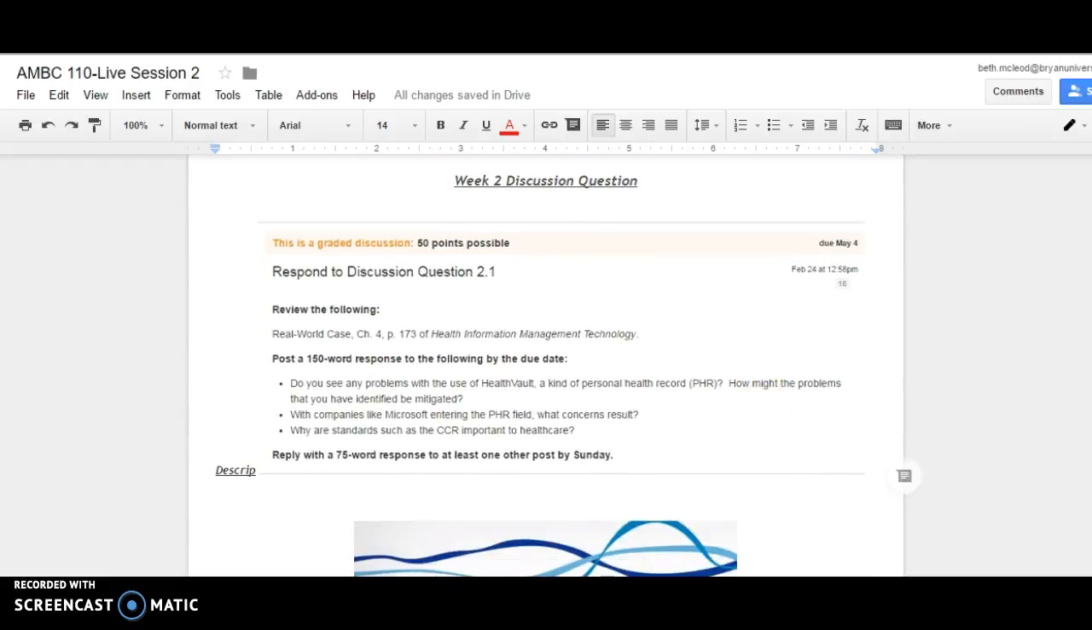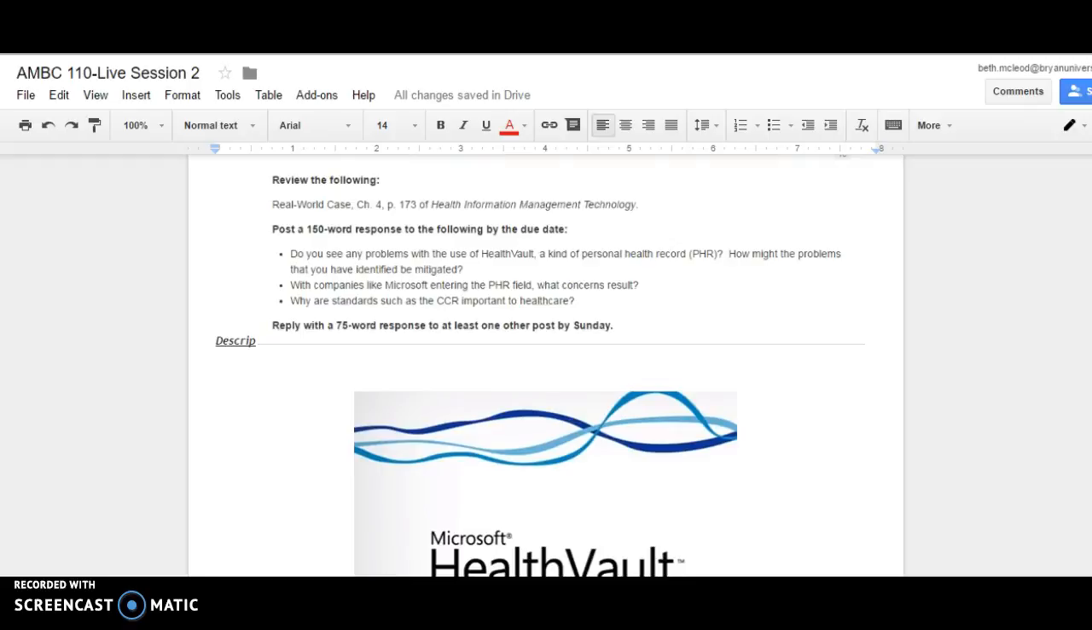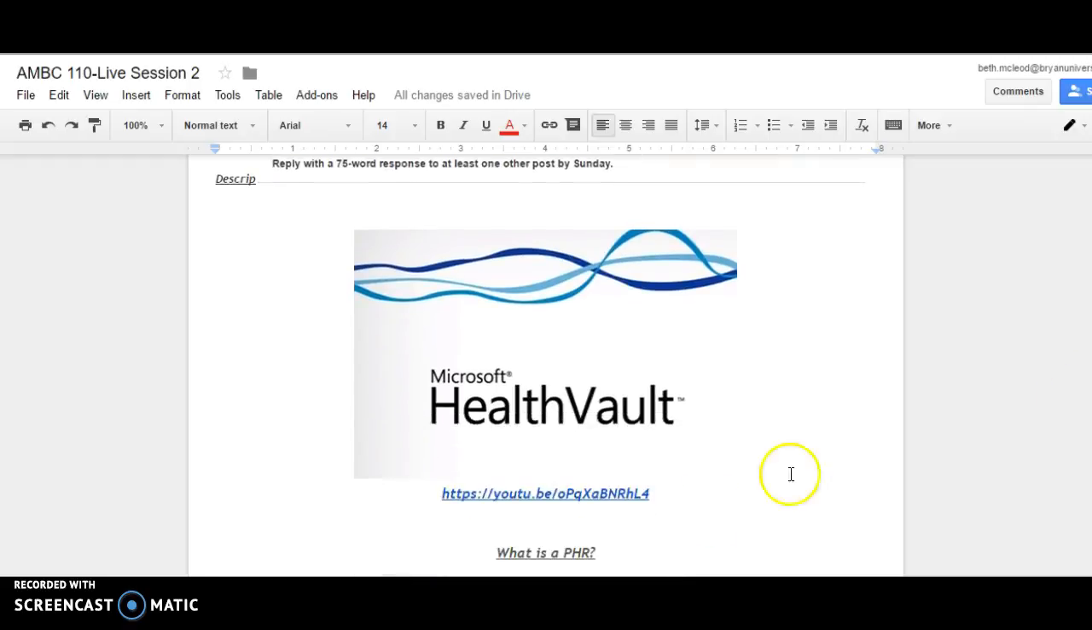So moving on to your week 2 discussion question. This is about the Microsoft Health Vault. Microsoft Health Vault is a personal health record that was created by Microsoft, and just kind of thinking about Microsoft and how they're not usually doing anything in relation to the health field, what are some things that might come up? What are some concerns that might come up in that sense that they're not really used to venturing in that area?